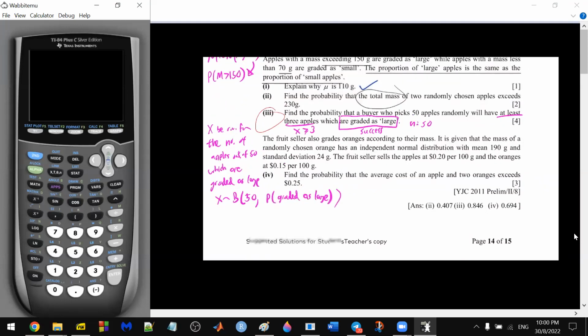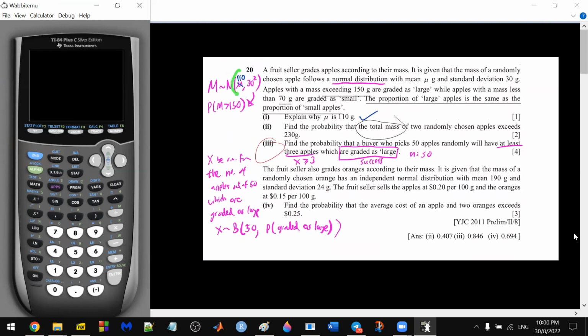You need to calculate P of M more than 150. M being the normal distribution, mean 110, variance 30 squared. Okay? Then after that, you can calculate P of x more than or equal to 3. I'm sure you know how to do that.